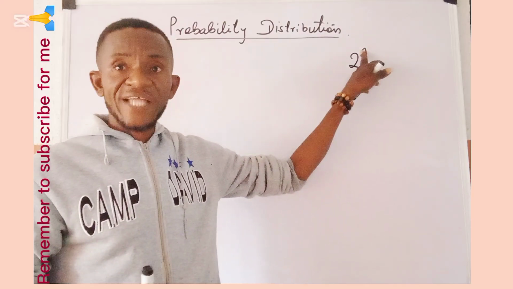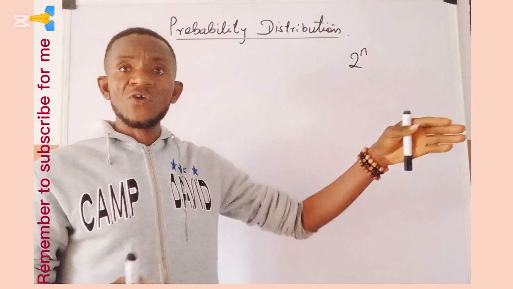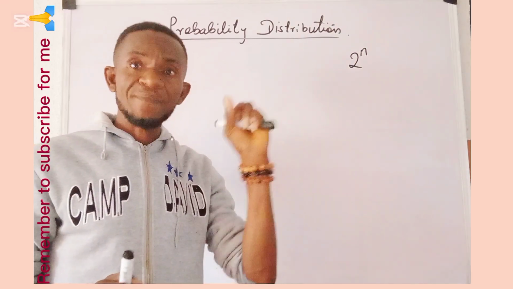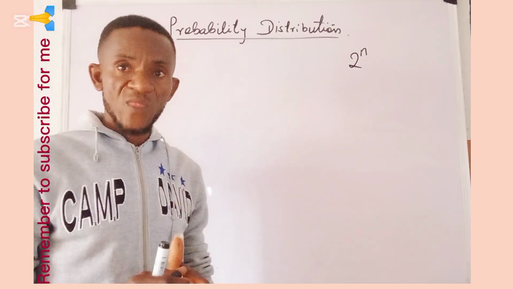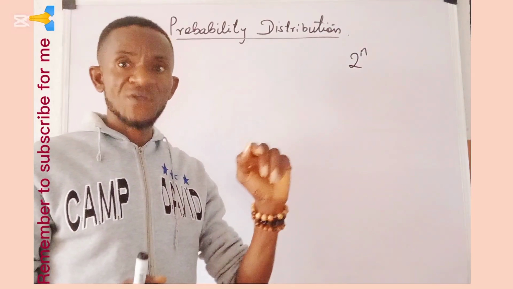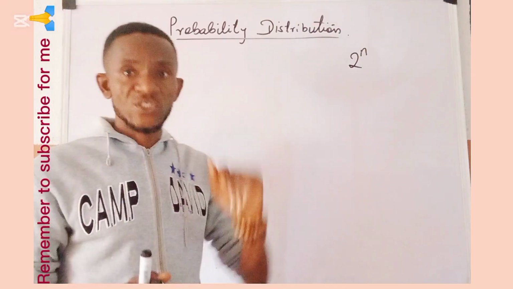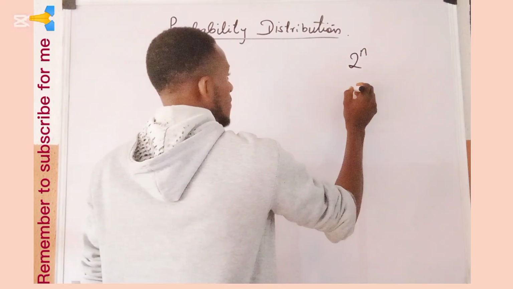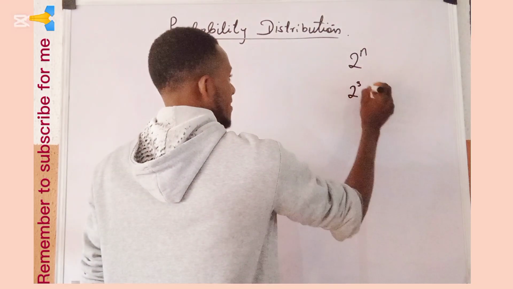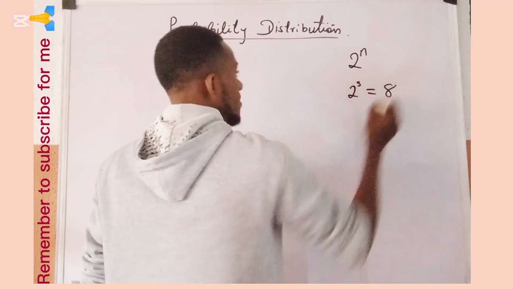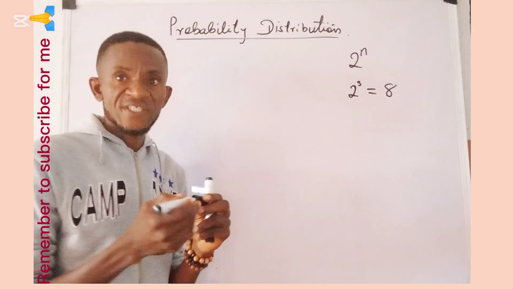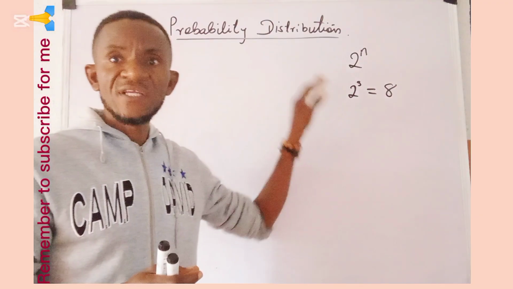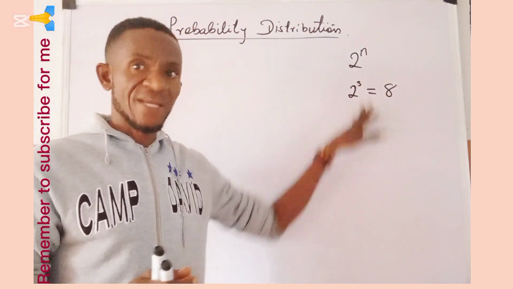And this n stands for the number of coins that are tossed up together, or the number of trials that a particular coin is repeated. So we are looking at three coins, so our n here is 3. So if n is 3 in 3 coins, we are going to have 2 raised to power 3. And 2 raised to power 3 will give us 8. So the sample space is going to contain 8 members or 8 elements.